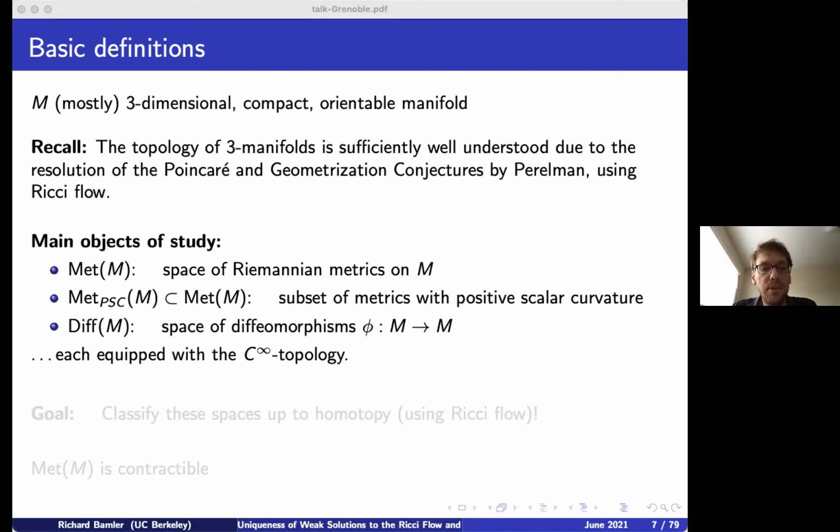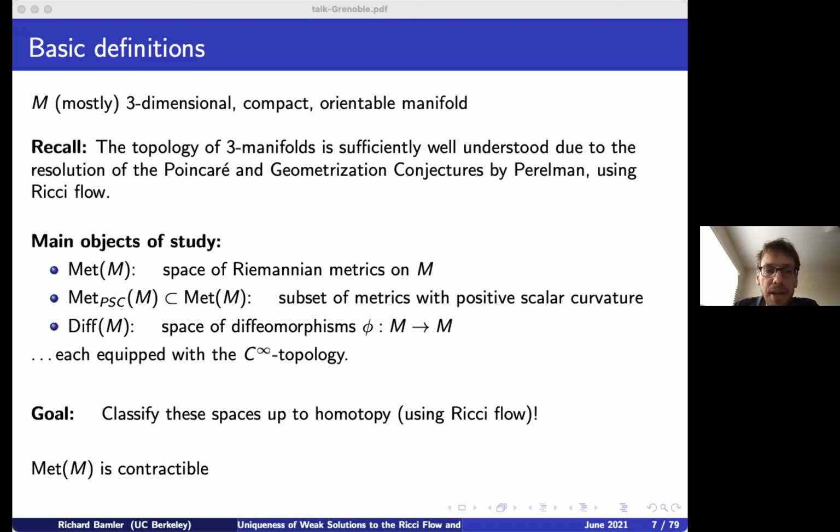Okay, so now the goal will be to classify these spaces up to homotopy, hopefully using Ricci flow. Maybe I should already get one point, because the space of metrics, I should notice, is contractible, and that's not hard to see. Well, the space of metrics is just a convex subset in the space of all symmetric 0-2 tensors, which is just a vector space. Okay? So if you have a convex subset in a vector space, that's a contractible subset.